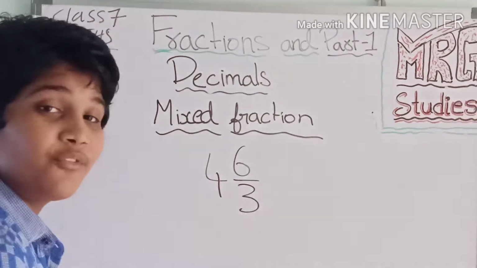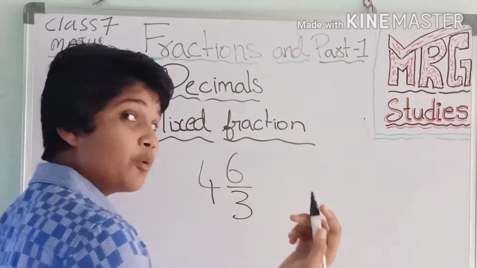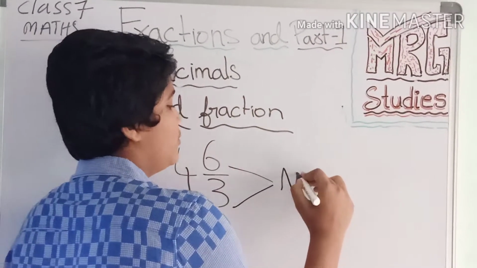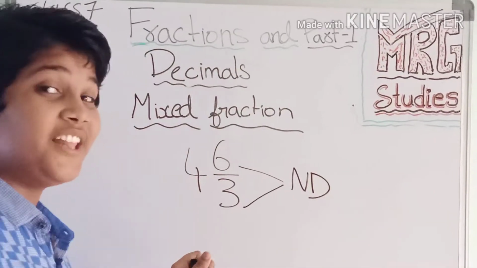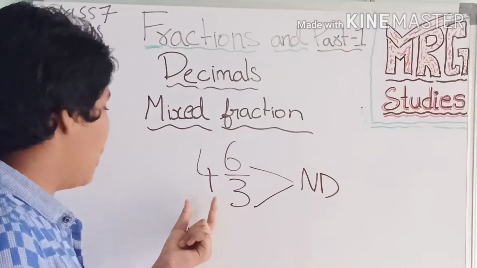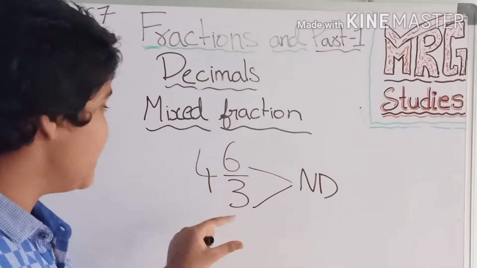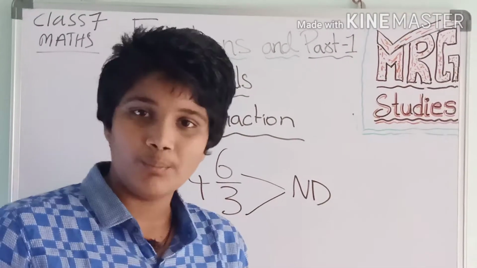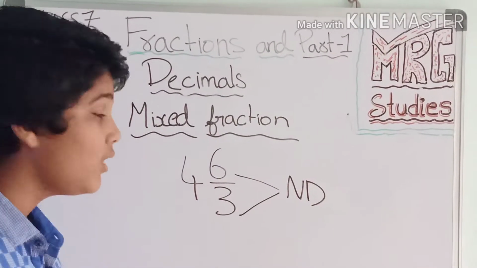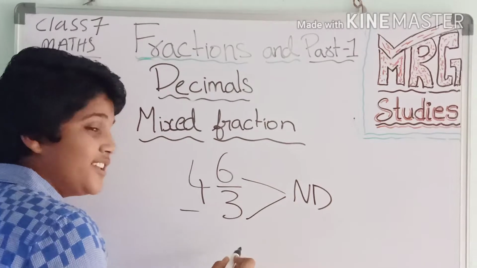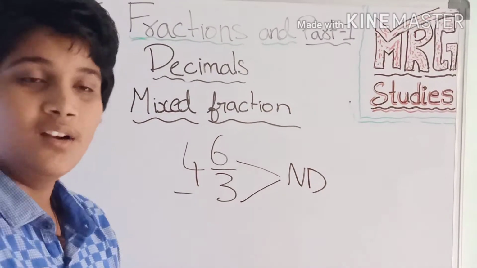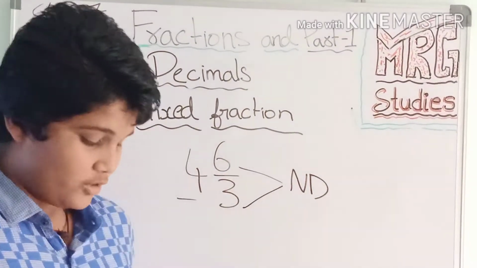And now I will tell you the mixed fraction. The mixed fraction is like the proper and improper fraction, with a denominator and numerator, but one whole number will be added. For example, 4 6 by 3. How will they call it? They will call 4 separately and 6 by 3 together. 4 6 by 3. I think you understood.